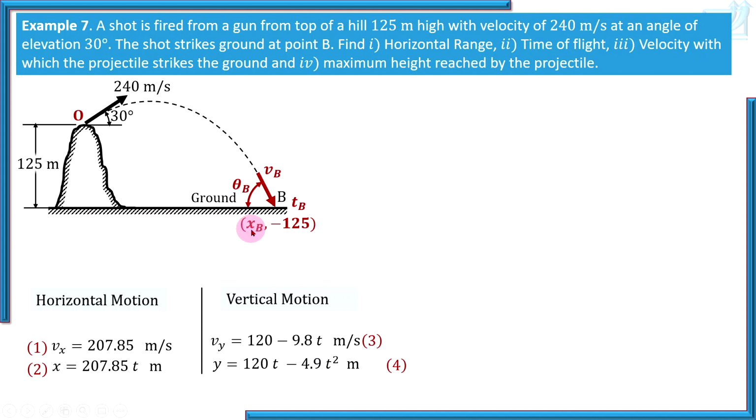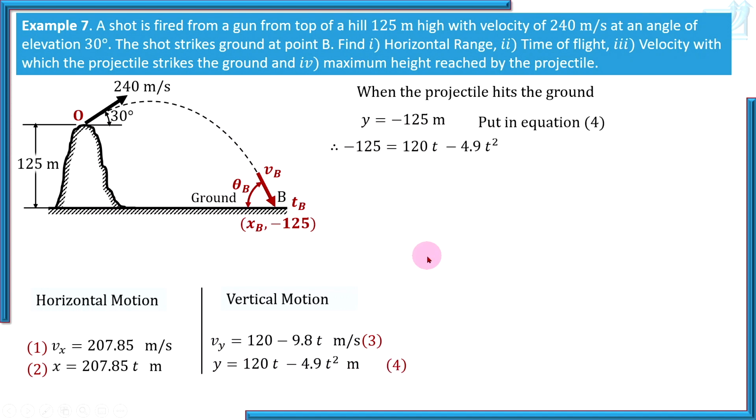you want to know x coordinate, then which is that variable whose value is known at point B? So y coordinate. So this information, y is equal to minus 125 at B, is going to help you to find all other instantaneous values of the variables. So simple. When the projectile hits the ground, that is at point B, y coordinate is minus 125. Now which is that equation of motion for y? Equation 4. So put it in equation 4.